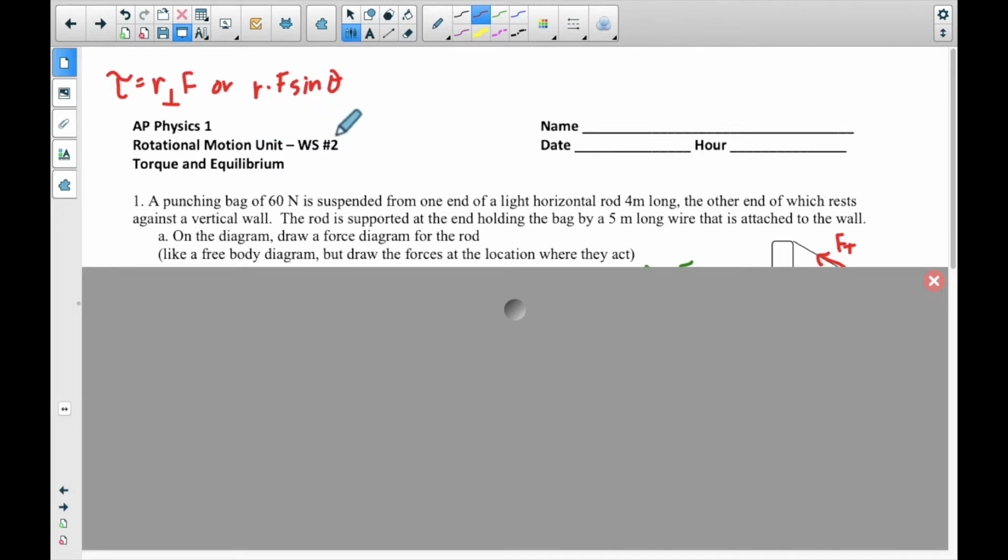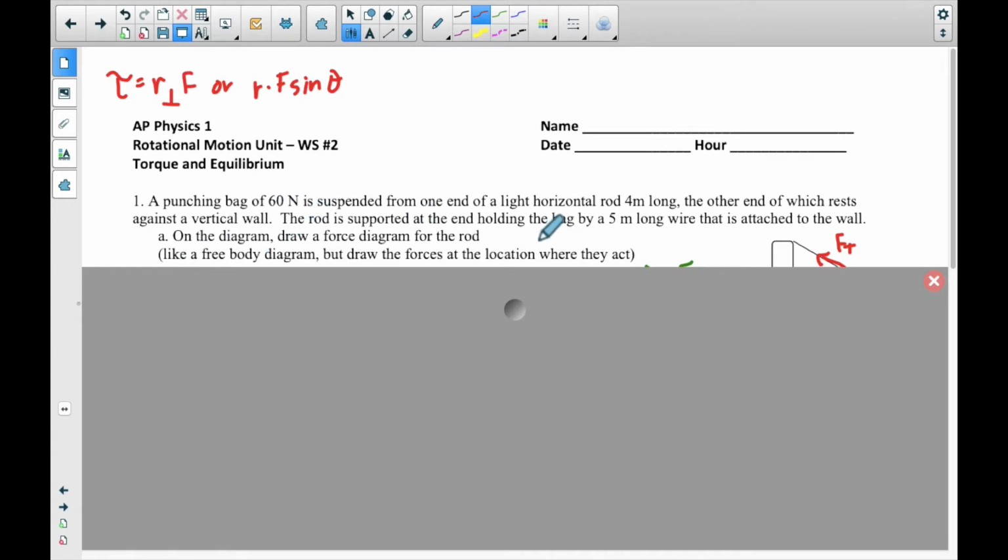You just need to be careful with this because sometimes it just depends on your perspective. Sometimes you're looking at the sine of theta. If you drew the diagram differently, you might be looking at the cosine theta. So the main thing is just remember that we are looking for the force which is perpendicular to the radial arm or the radius. A lot of times I use a D instead of an R there, and that D just represents the distance from the pivot point, which again is a radius.